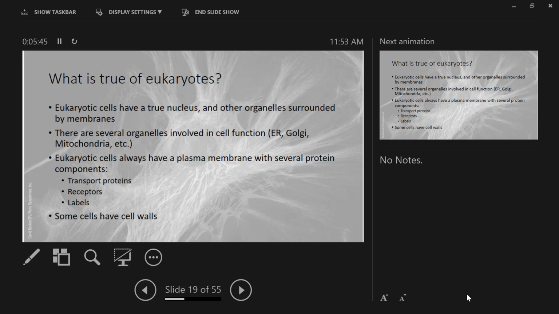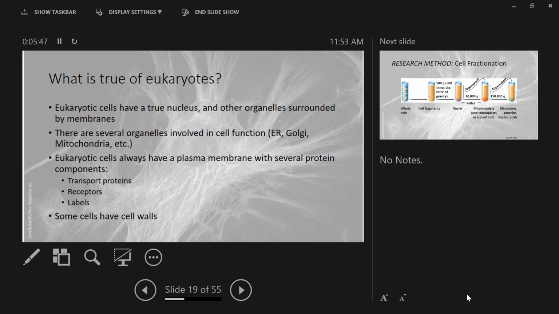Now, some eukaryotic cells have cell walls. And remember, in prokaryotic cells, we said they have cell walls made of peptidoglycan, this really sugary material. When eukaryotes have cell walls, they are not made of peptidoglycan. Fungal cell walls are made of chitin. Plant cell walls are made of what? Cellulose. Talked about that a few lectures ago.